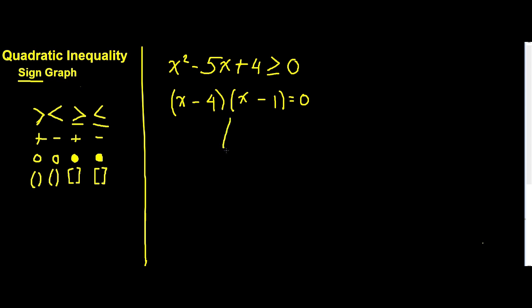Now, equate them to 0. X minus 4 is equal to 0, and x minus 1 is equal to 0. Transpose. The critical points now are positive 4 and another one is x is equal to positive 1. That's the two critical points. Next step is to graph.